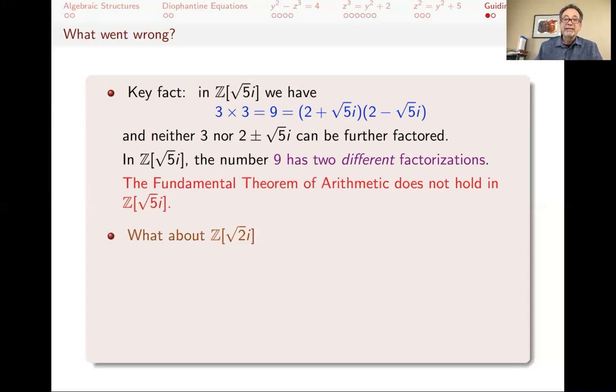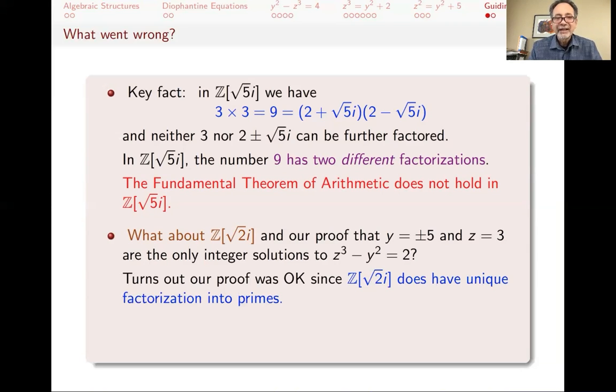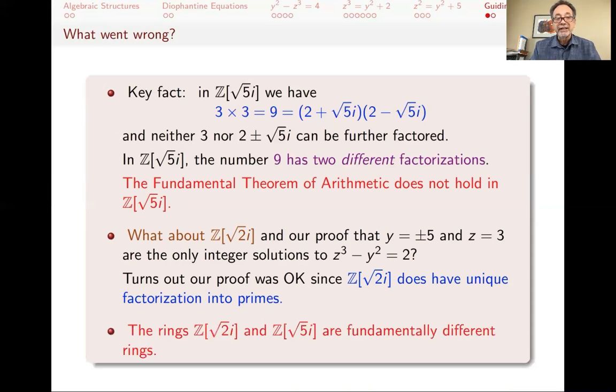So now that casts doubt on our second solution. What about that? We've used that same argument and we found these solutions. It's easy to check that there are solutions, but maybe there are others that we missed. The fact is that that proof is actually okay. And the reason is that Z joined square root of 2i does have unique factorization. There is a fundamental theorem of arithmetic for that set of numbers, whereas there isn't one for Z joined square root of 5i. Something is fundamentally different between Z joined square root of 2i and Z joined square root of 5i. And that is surprising because they look very much the same.